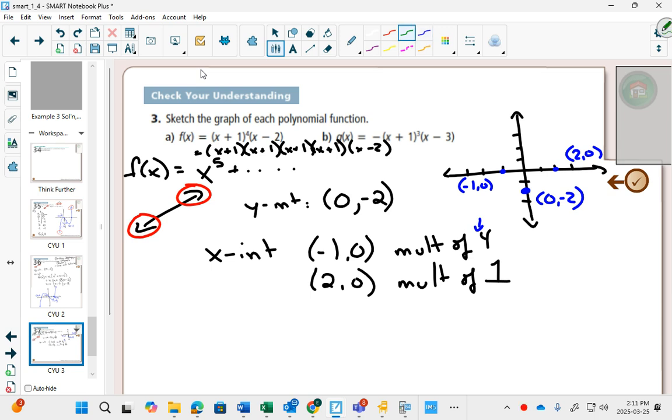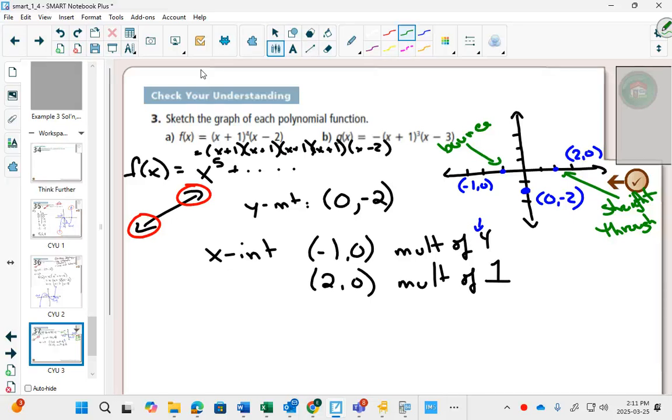This one is a bounce. Now you can do this kind of labeling if you want to help remind you. I would probably just look at the numbers and say I know what to do, but sometimes we forget. So because the multiplicity of 4, that one has to be a bounce. Because of the multiplicity of 1, it has to go straight through that one.